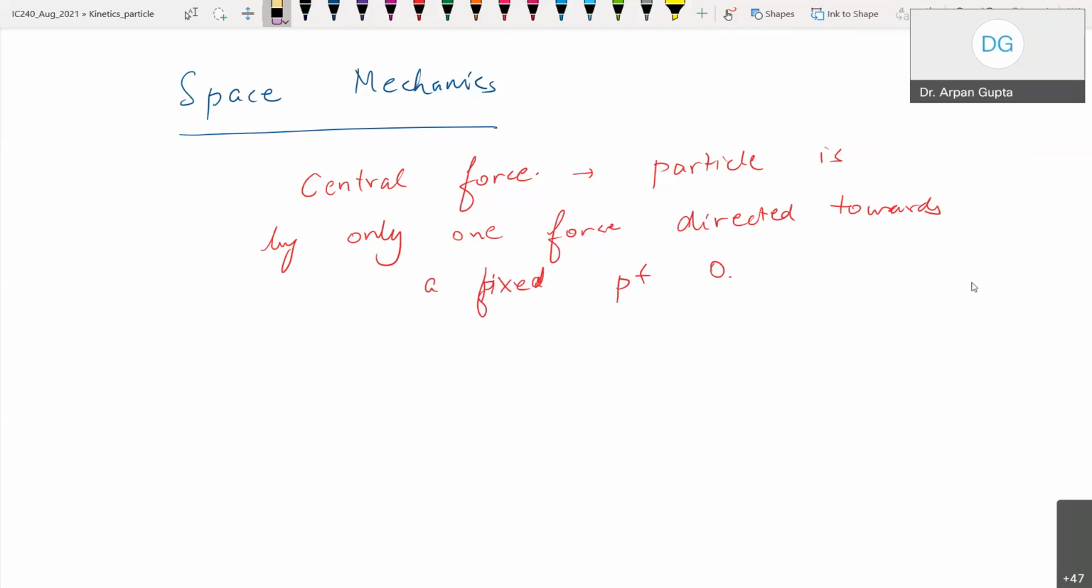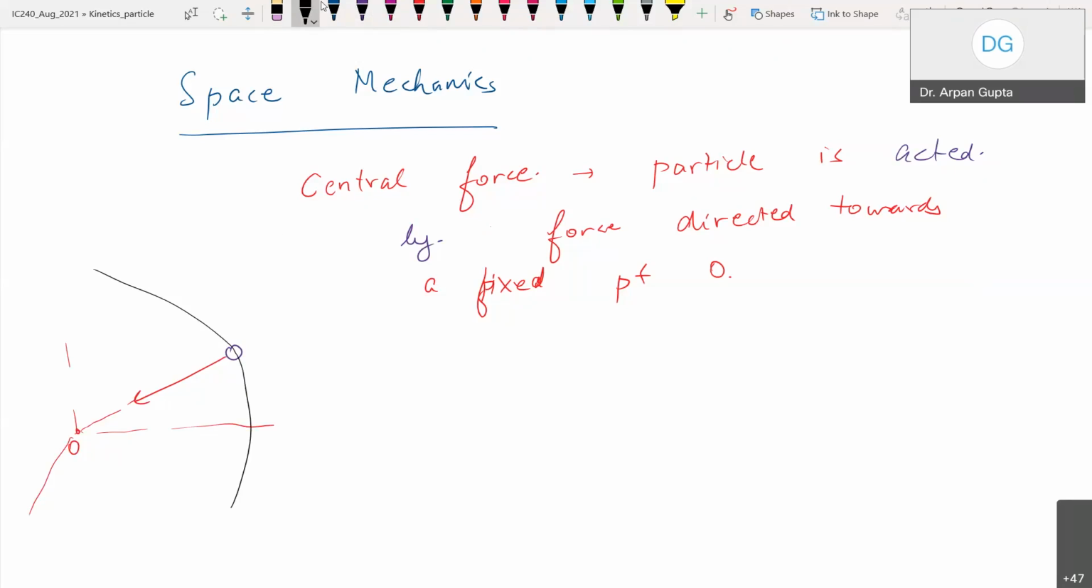In fact, it's not necessary that only one force is required, but the net force the particle is acted upon by is directed towards a fixed point O. So let's say we have a particle, and if the force on this particle is always directed towards a fixed point O, then the motion of this particle can be anything, and we say that this particle is under a central force. That's the idea, and in space that is what we are going to deal with.